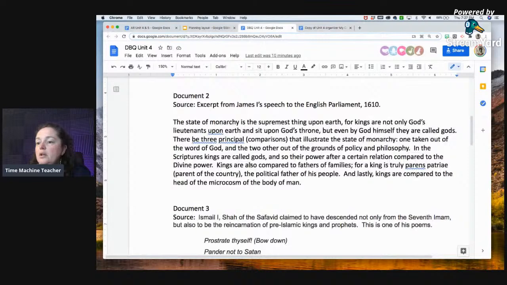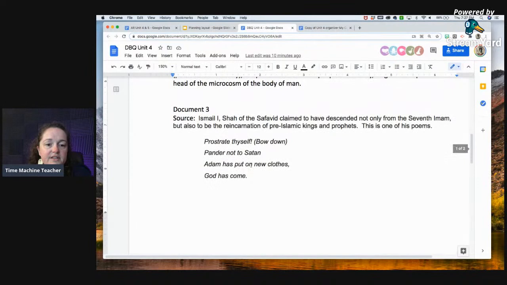All right, let's look at document three. Okay, this is it. So document three is pretty short. It's Ishmael the first, Shah of Safavid, who claims to have descended not only from the seventh Imam, but also to be the incarnation of pre-Islamic kings and prophets. This is one of his poems. Prostrate thyself, which means bow down. Pander not to Satan. Adam has put on new clothes. God has come.